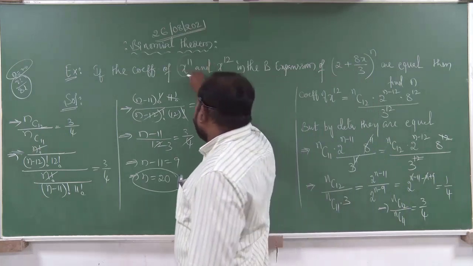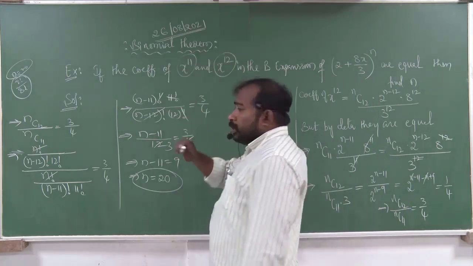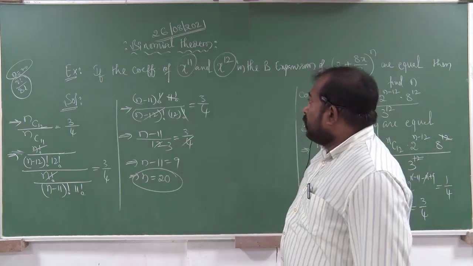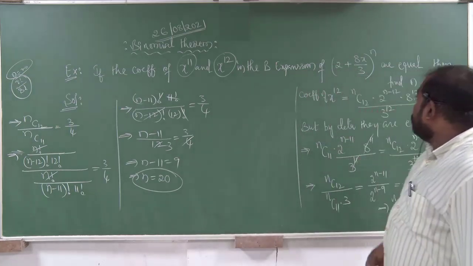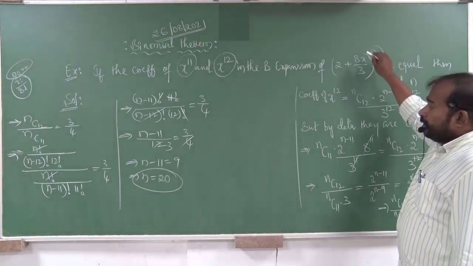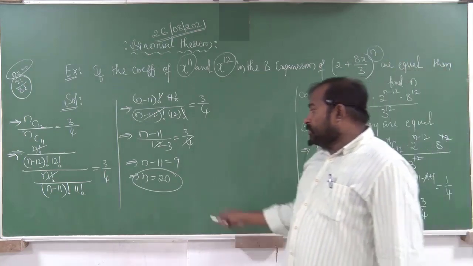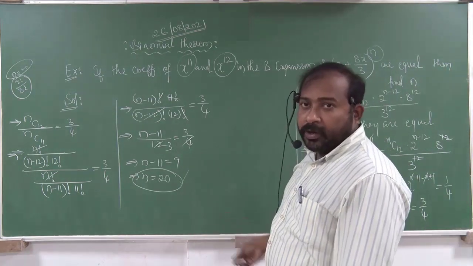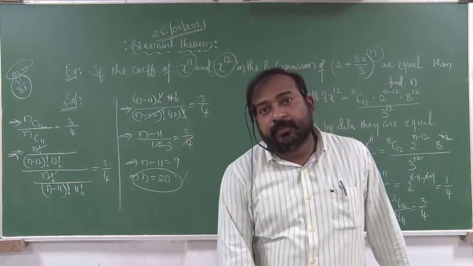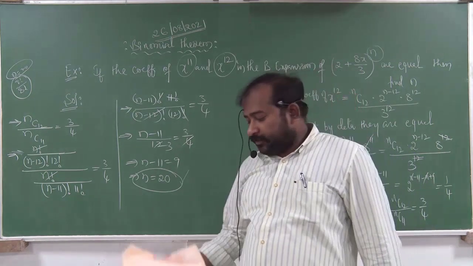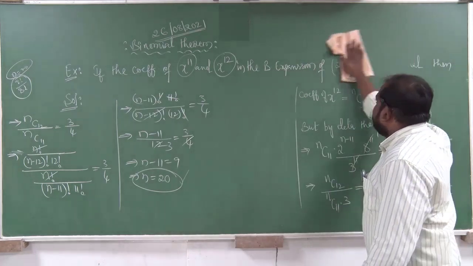If the coefficient of x power 11 and the coefficient of x power 12 are equal, then what is the value of n? We did it. We took the general term and simplified. After that, we got n is equal to 20. I hope that the video is clear for you. Just one time you can practice. Okay, you can understand. Next.